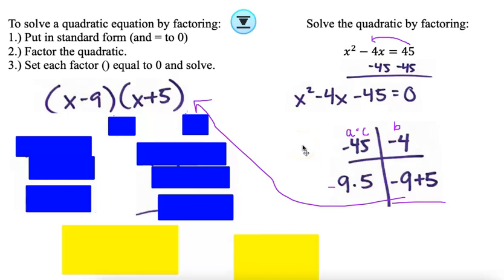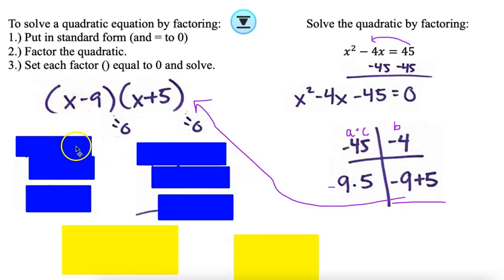So I'm going to take x minus 9, put it in a parenthesis, x plus 5, put it in a parenthesis. Again, you can only do this shortcut when your A value is a 1 in front. So we have factored the problem now, but now I have to solve it. So when I am solving, I'm going to set each factor or parenthesis equal to 0. So I'm going to set the first one equal to 0 and the second one equal to 0 and solve.